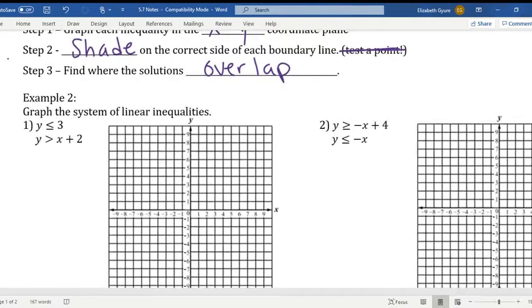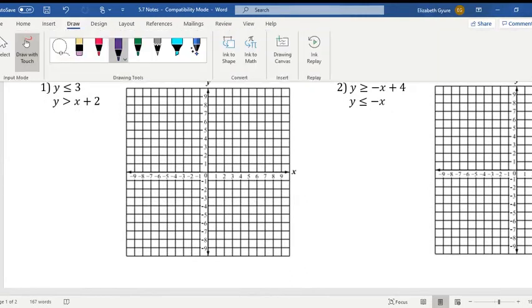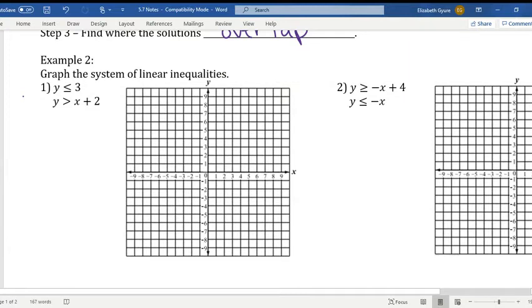All right. So I'm going to do some color coding for this. So I'll do one equation in one color and one equation in another color. All right. So for number 1, we got y is less than or equal to 3. So I'm going to do this first equation in this like purple color.